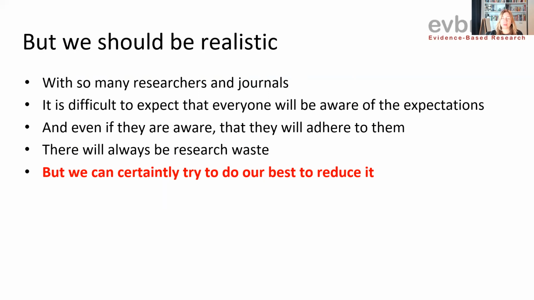But I think that we should also be realistic, because there are so many researchers and so many journals. And it is difficult to expect that everyone will be aware of the expectations, and even if they are aware, that they will adhere to them. There will always be research waste, and we are all aware that there are journals with inadequate research practices that accept systematic reviews of inadequate quality. So if they are accepting systematic reviews of inadequate quality, they will also accept those that we can consider as redundant, duplicate, or unnecessary, or those with an inadequate amount of overlap.